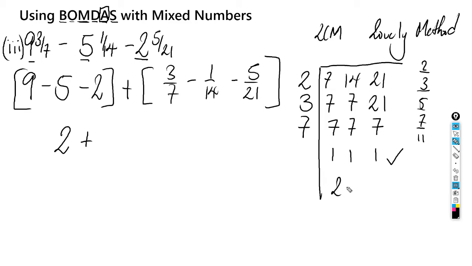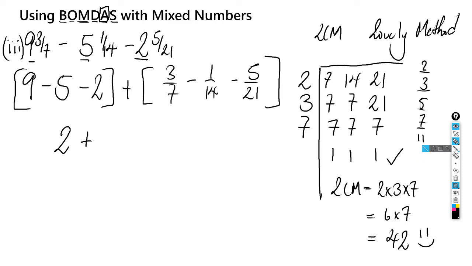So the LCM is equal to 2 times 3 times 7, which is 2 times 3 would give you 6, times 7, which is actually 42. So we found the denominator for all these 3 fractions. So let's just draw a line here. This line represents the dividing line, and it's all over 42, right?